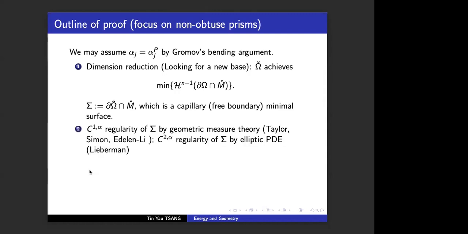Then, because we have to do some analysis on it, by geometric measure theory, by Taylor, Simon, and Adam and Lee, we know that it is C1 alpha, and for higher dimensions, because of the angle assumption, we know that it's C2 alpha regular by some regularity PDE by Lieberman. And then on this particular surface, because it is an induced metric, one will consider the conformal change by the first eigenfunction of the Jacobi operator.